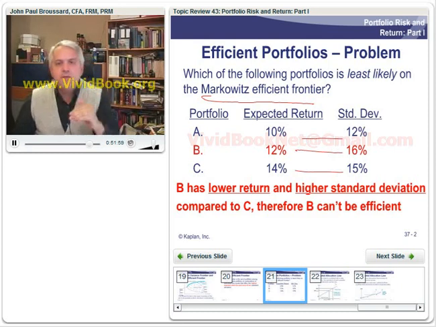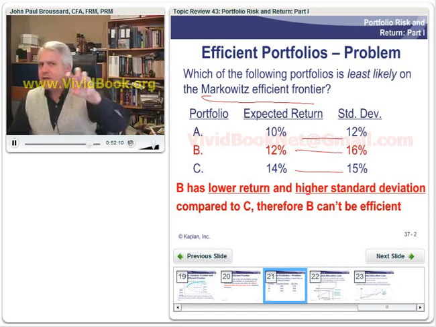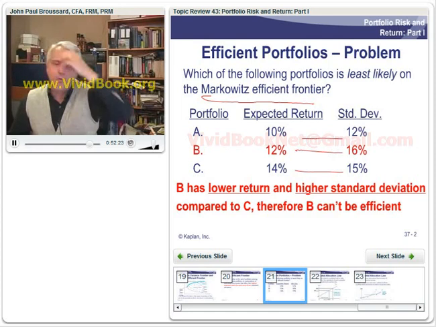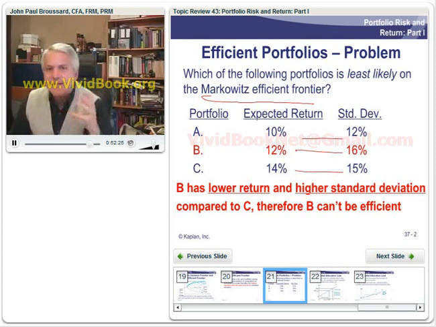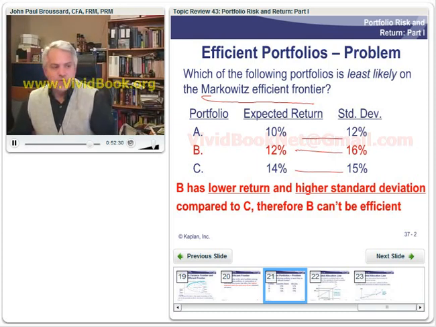Well, the reason is because B has a lower return but a higher standard deviation compared to C. It has a higher return and a higher standard deviation compared to A, so we really can't make a distinction relative to A. But compared to C, it has a lower return but a higher standard deviation. So we know that it's, quote unquote, an inefficient portfolio. It's within those portfolios that are dominated.